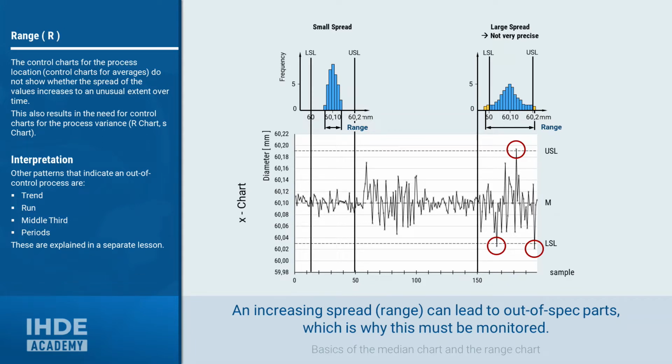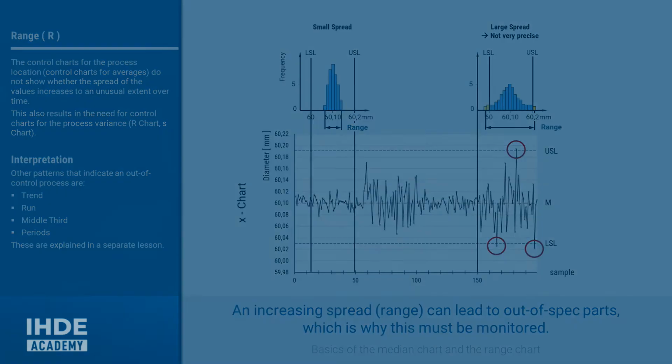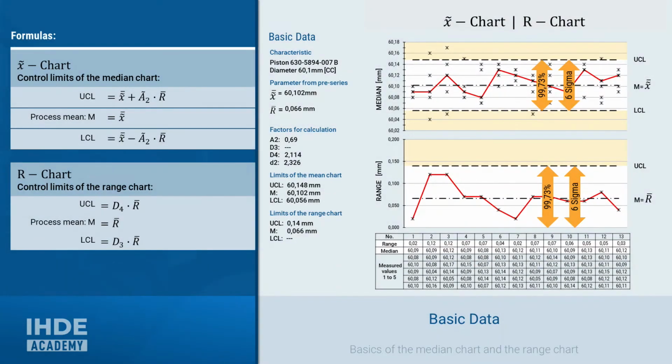However, to not make the repetition too long, I would like to refer to the lesson on the trend, run or middle third at this point as additional signals that a process might be out of control. To recognize an out-of-control process, it is possible to monitor, for example, how the median value of the individual random samples changes and how the range of the same random samples changes.